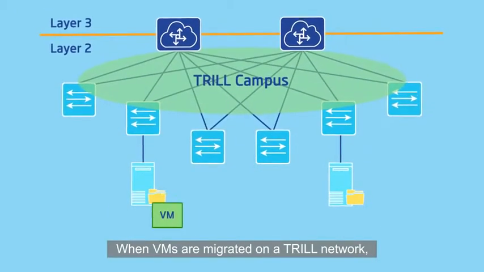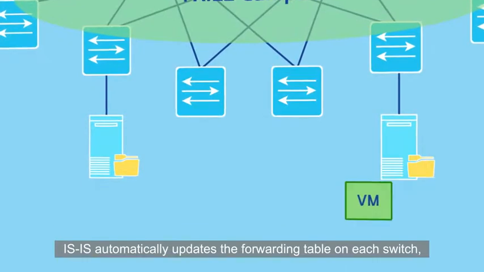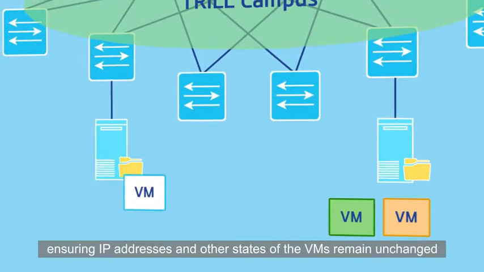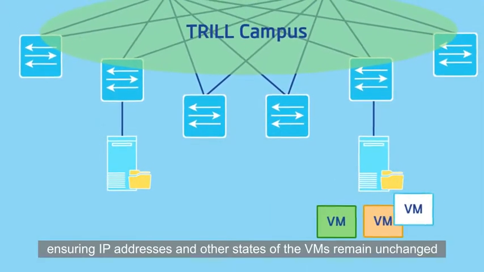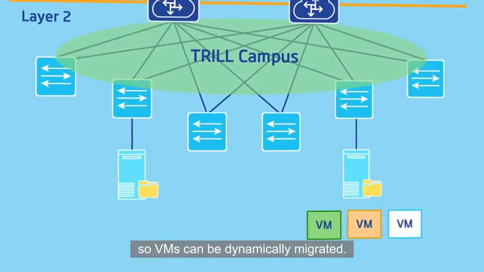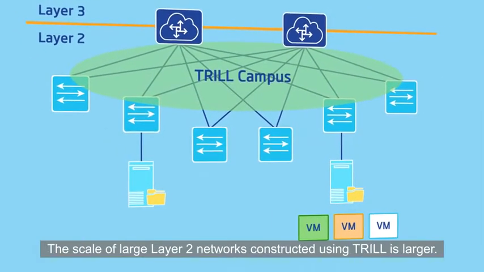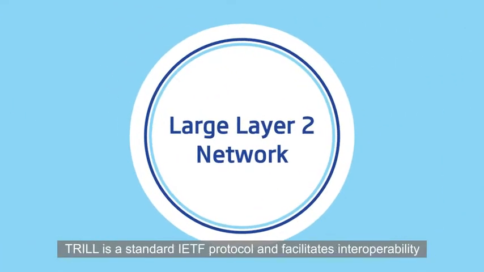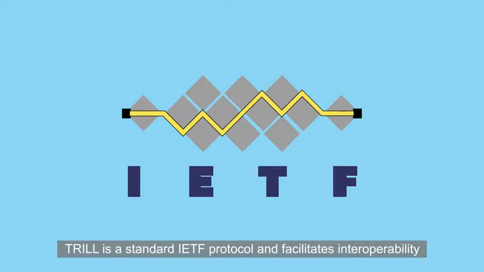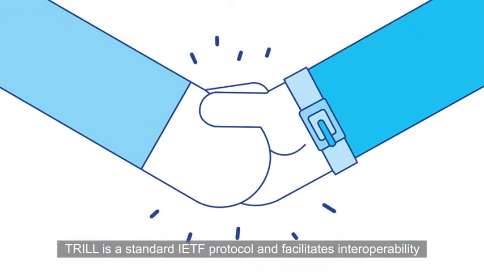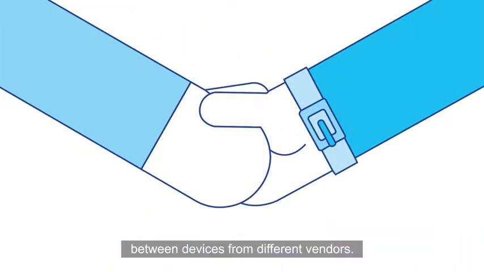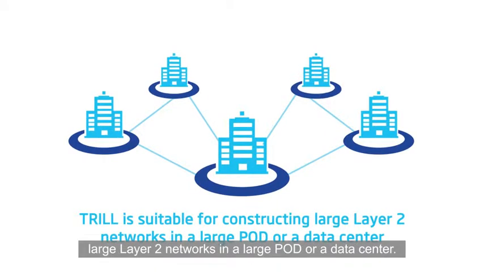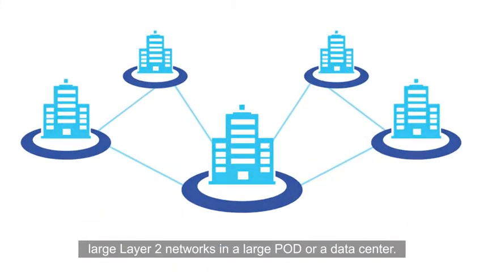When VMs are migrated on a TRILL network, ISIS automatically updates the forwarding table on each switch, ensuring IP addresses and other states of the VMs remain unchanged so VMs can be dynamically migrated. The scale of large Layer 2 networks constructed using TRILL is larger. TRILL is a standard IETF protocol and facilitates interoperability between devices from different vendors. TRILL is suitable for constructing large Layer 2 networks in a large POD or data center.